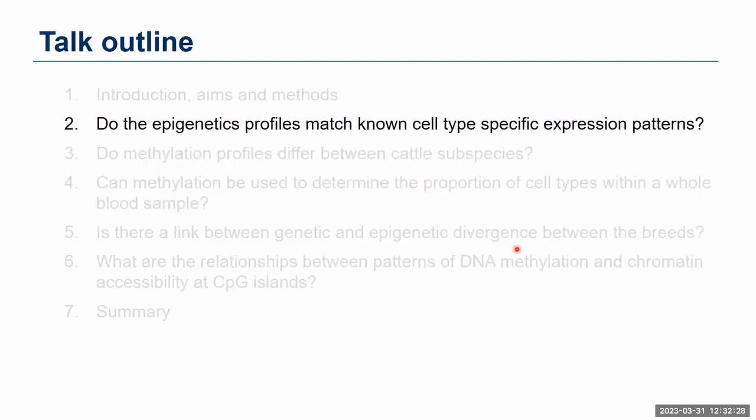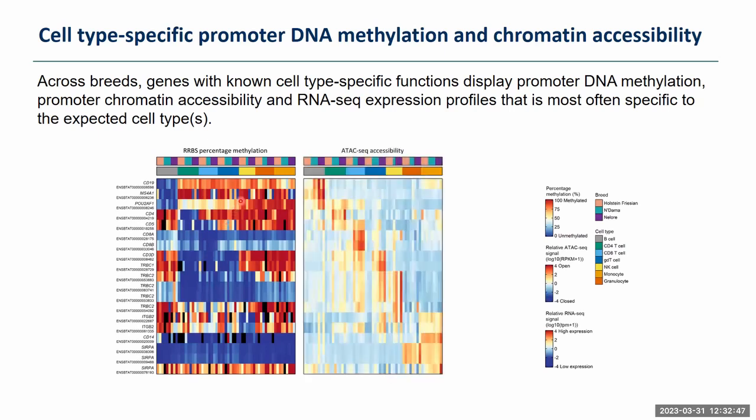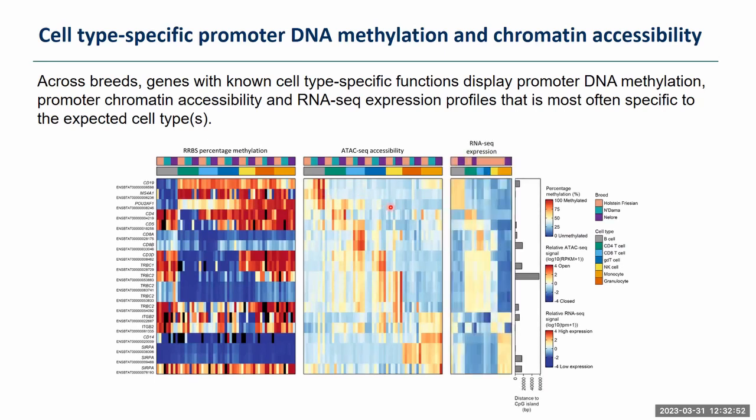So the first question we wanted to look at was, do the epigenetic profiles match known cell type specific expression patterns? This is a heat map for different genes with known cell type specific functions, showing the percentage methylation at promoters of these genes. This second heat map is then showing the accessibility of those promoters. And then the final heat map is showing the expression of those genes. You can broadly see that the promoter DNA methylation and chromatin accessibility, and then the associated RNA-seq expression, is most often specific to the expected cell type.